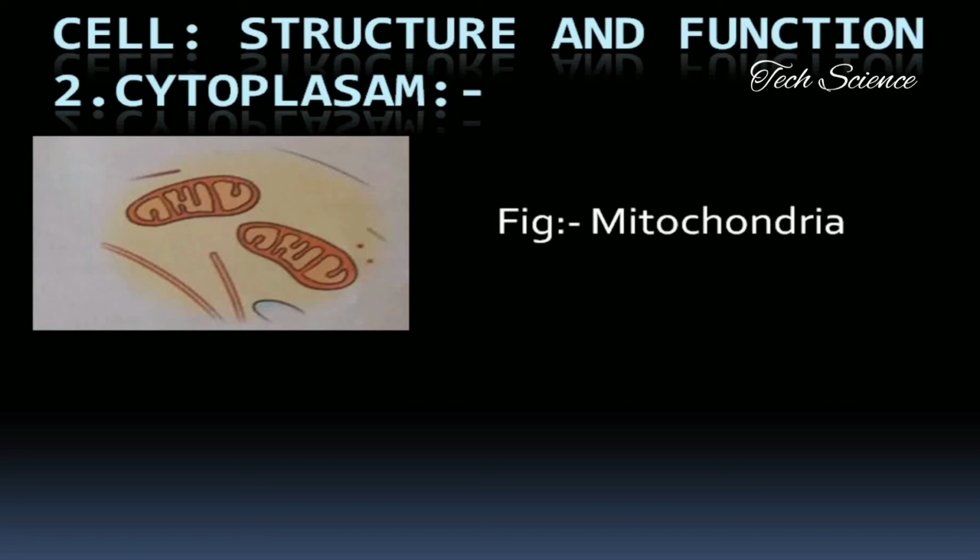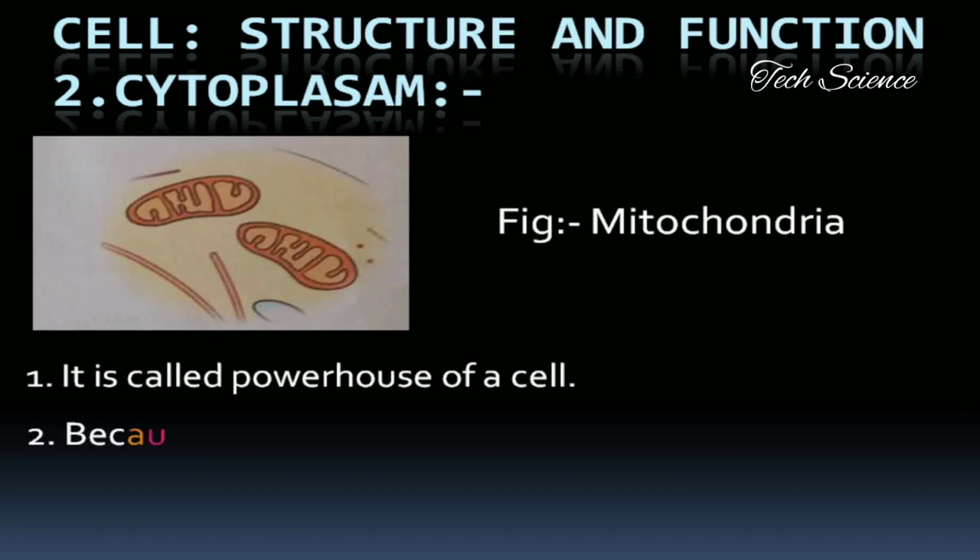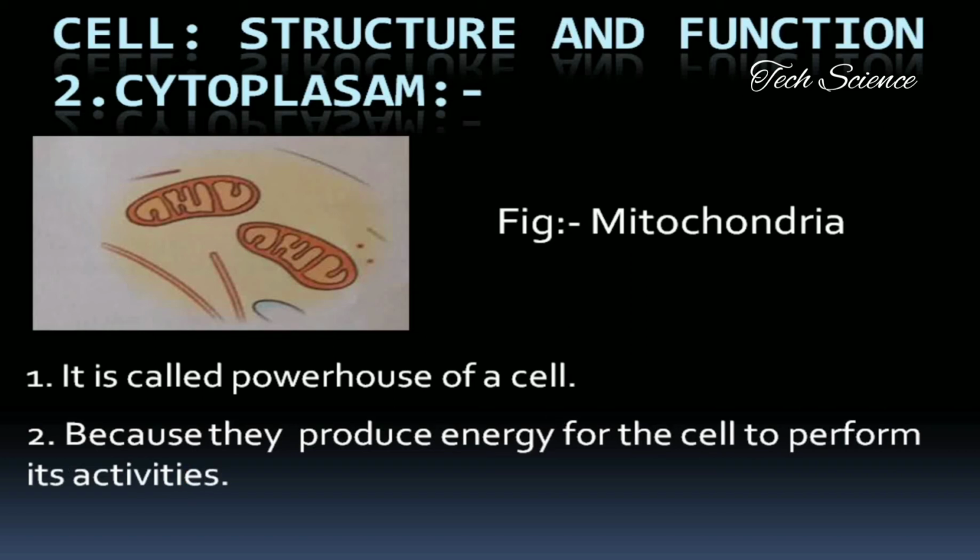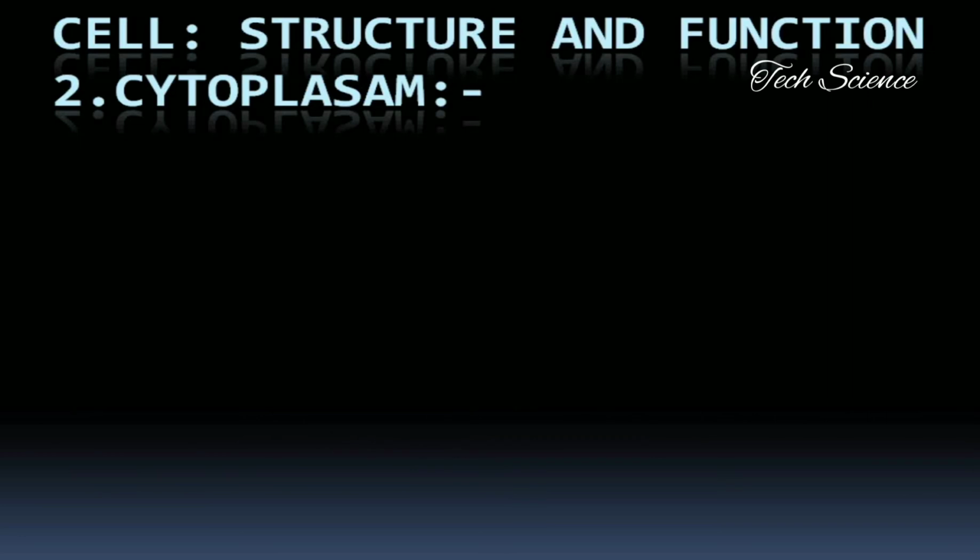Whatever activities are performed in our body, of course we require energy, and for that reason someone is there who provides energy. So the answer is mitochondria. Observe, it is called the powerhouse of the cell. Why? Second point, because they produce energy for the cell to perform its activity. This is the second part.